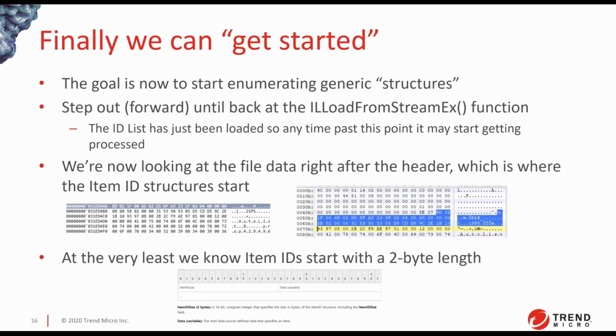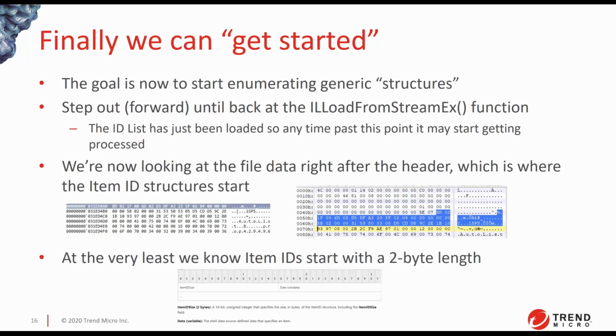So we're now looking at the file data right after the header, which is where those item ID structures start. On the left there, that's what was copied into our new buffer in that IL load from stream EX function. You can see it starts with BD02. And on the right there, you can see in our hex editor, you can see BD02. And I'll also point out that the 2 bytes before that, you'll see those, that is the total length of the entire item ID list.